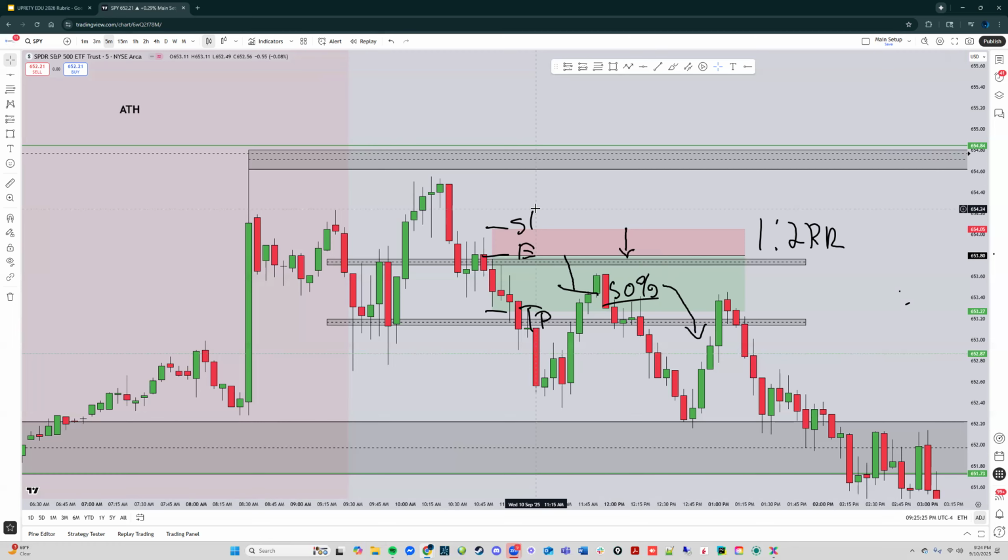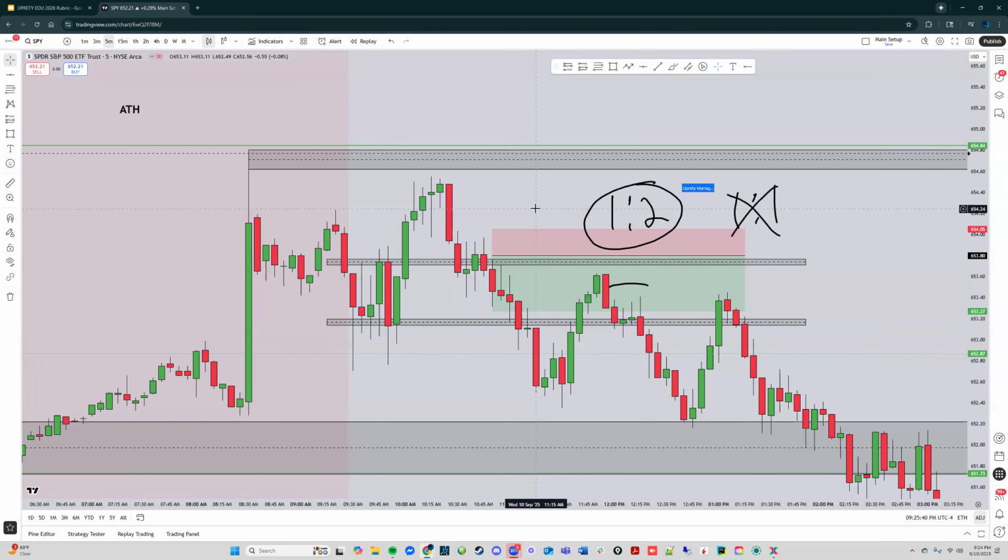But if anybody doesn't understand what he's saying, if you have a 1 to 2 risk reward and you sell half here, your risk reward goes down to a 1 to 1. You do not want a 1 to 1. Your minimum is going to be a 1 to 2. So his question was, how do you keep your risk consistent? It's by lowering our risk as we go in profit.